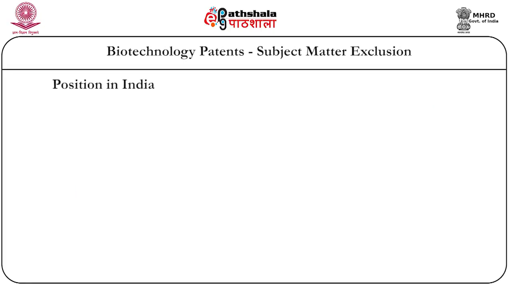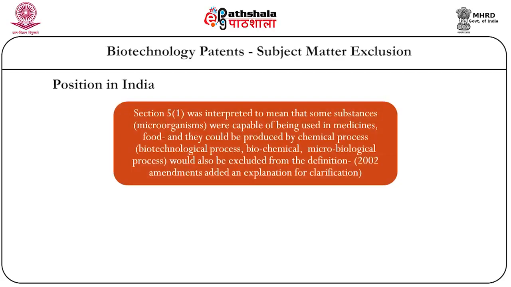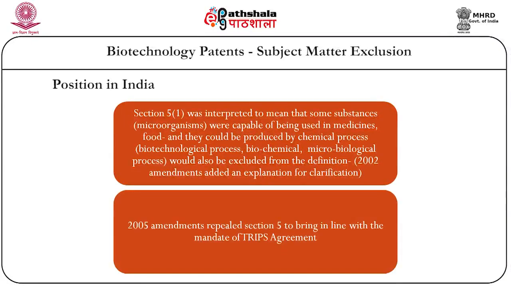Now, what is the position in India? If you look into the historical position, Section 5(1) was interpreted, that is prior to amendments, to mean that some substances like microorganisms were capable of being used in medicines, food, and they could be produced by chemical processes, biotechnology, biochemical, microbiological, and these would be excluded from the definition of 5(1). The 2002 amendments, you can check, added an explanation for clarification. But the 2005 amendments repealed Section 5 completely to bring it in line with the mandate of the TRIPS agreement.